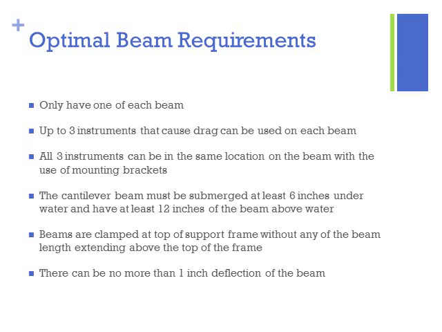Only have one of each beam available. Up to 3 instruments that cause drag can be used on each beam. All 3 instruments can be used in the same location on a beam with the use of mounting brackets. The cantilever beam must be submerged at least 6 inches underwater and have at least 12 inches of beam above water. Beams are clamped at the top of the support frame without any of the beam length extending above the top of the frame, and there can be no more than 1 inch deflection.